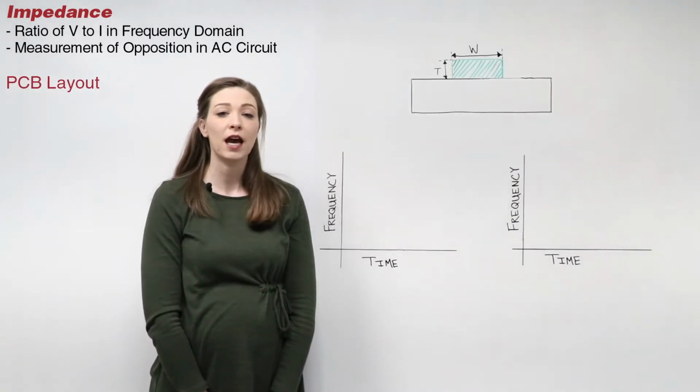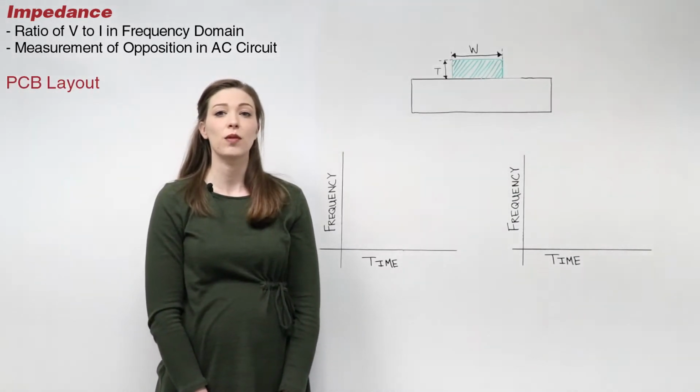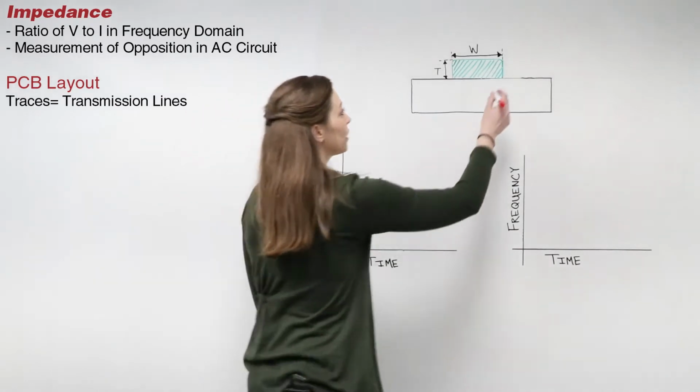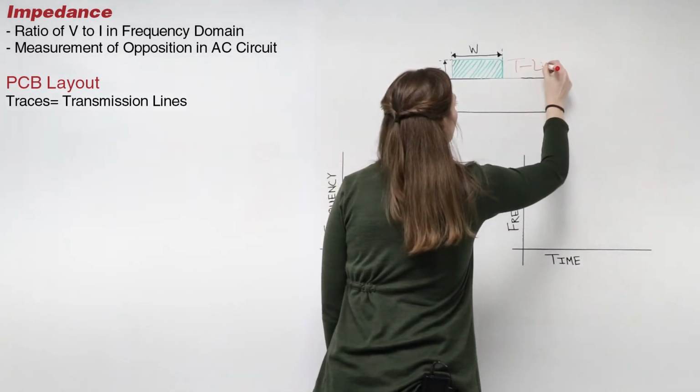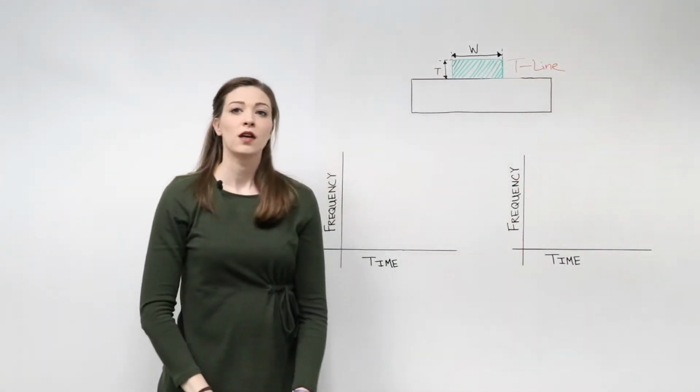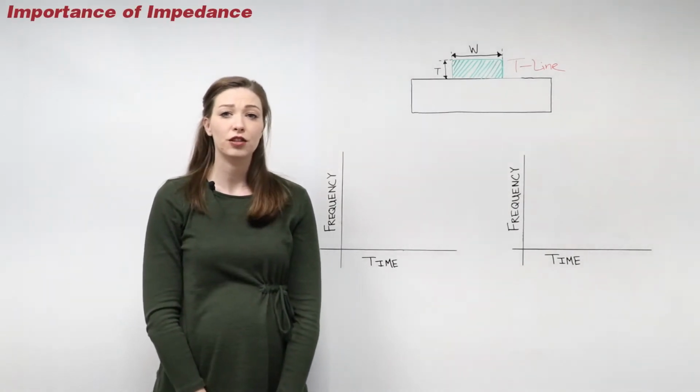In a PCB layout, impedance comes into consideration when routing. The traces are viewed as transmission lines. Why should you be concerned about impedance in your traces?